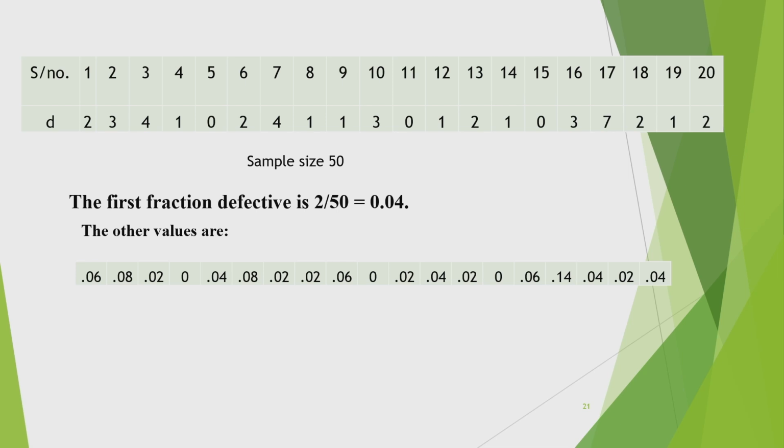Now an example. Suppose we have serial numbers up to 20 and the sample size in each case was, let us say, 50. Somebody took 50 samples. In one sample he got 2 defectives, in another 3, then 4, sometimes 7 also. So the first fraction defective is 2 by 50, that means 0.04. The other values are 3 by 50, that means 0.06, then 0.08, and so on. Here this is 7, so 7 by 50 is 0.14.